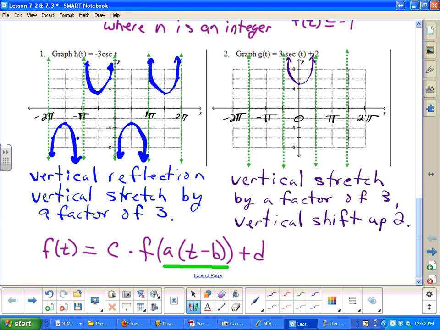Cosine of pi is negative 1, right? Okay. Negative 1 times 3 is negative 3, and negative 3 plus 2 is negative 1. So this one's going to be at negative 1, not negative 5. Okay, so make sure you don't make that mistake. Where cosine is negative 1/2, take the reciprocal, we get negative 2. Negative 2 times 3 is negative 6, and negative 6 plus 2 is negative 4.